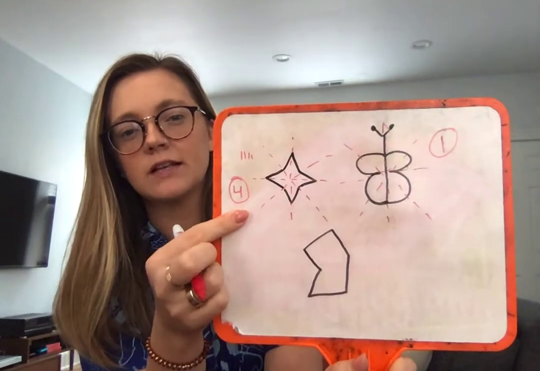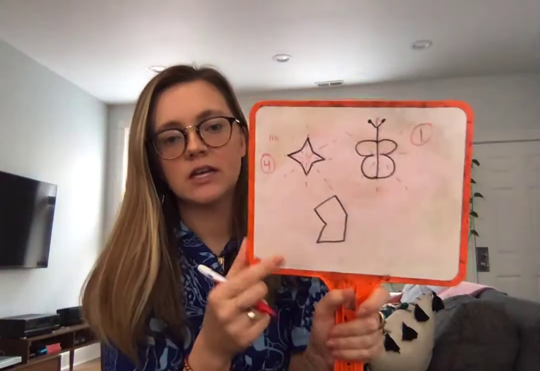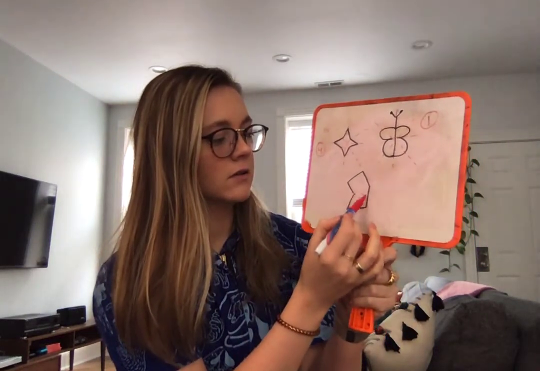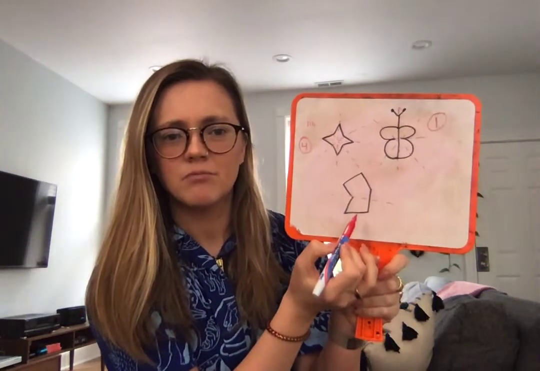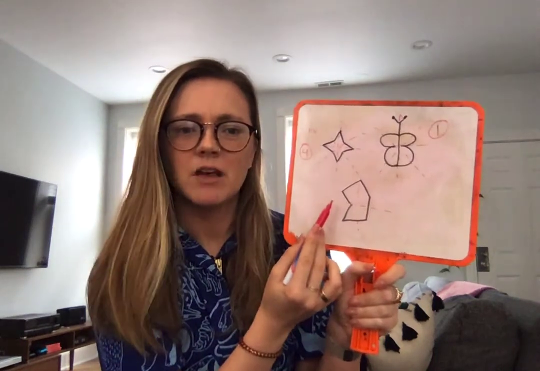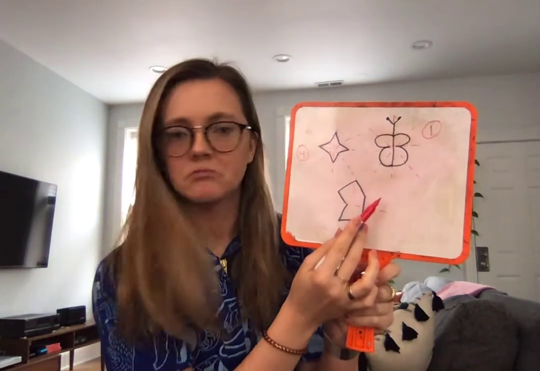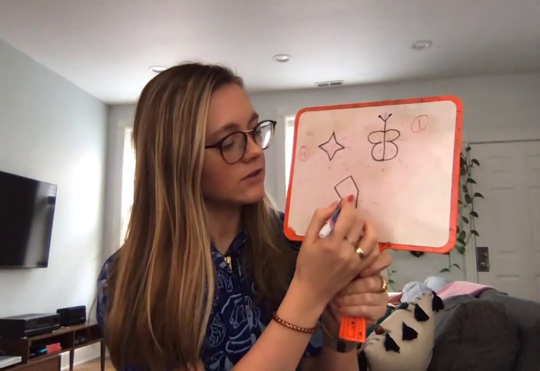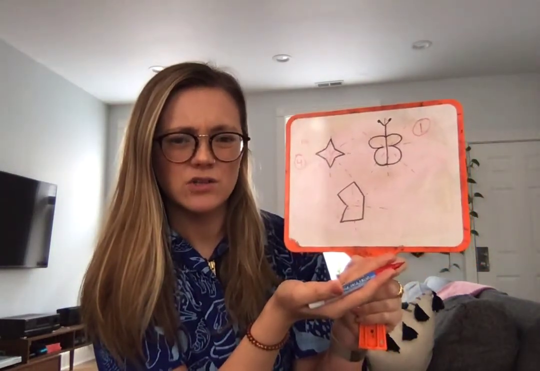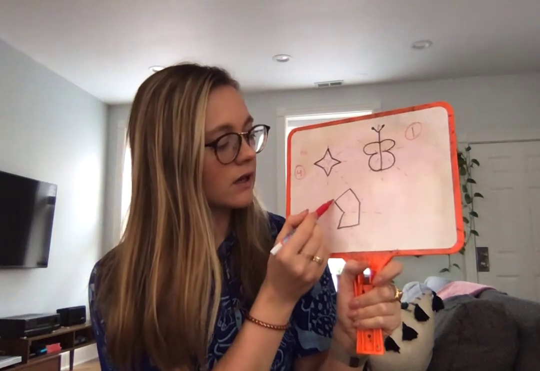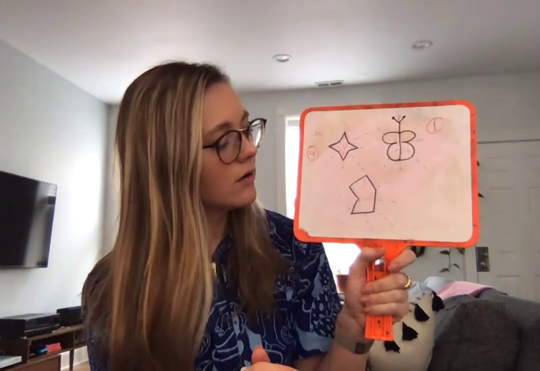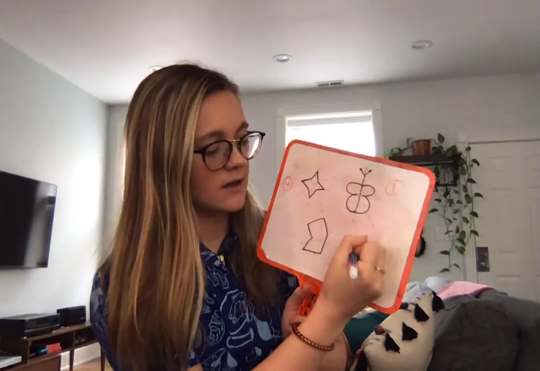So this one had 4 lines of symmetry. This one had 1 line of symmetry. Let's check this one. If I go horizontal, is it the same on top as on bottom? No. If I go vertical, is it the same on this side as it is on this side? No. If I go diagonal, if I folded this over there, would they match? No. And if I go diagonal on this side, if I folded from there to there, no. So this one has none.